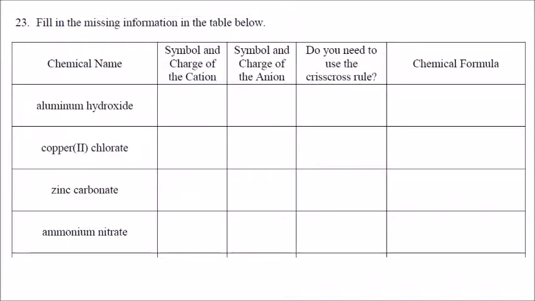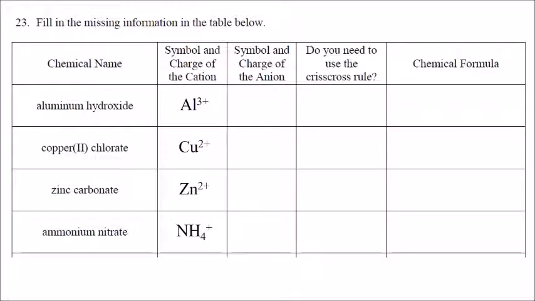In number 23, we're going to fill in the missing information in the table. Starting with the cation, aluminum has a charge of +3. Copper has a Roman numeral 2, so +2. Zinc, there's no Roman numeral, but we should remember that zinc is always +2. And ammonium is a polyatomic ion, which we learned from that song. Ammonium is NH4 +1.